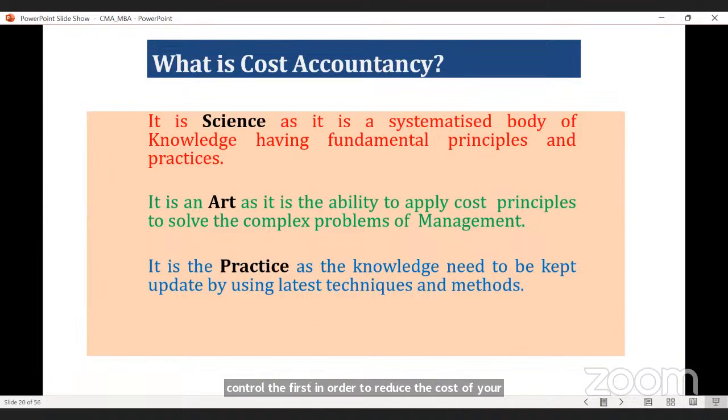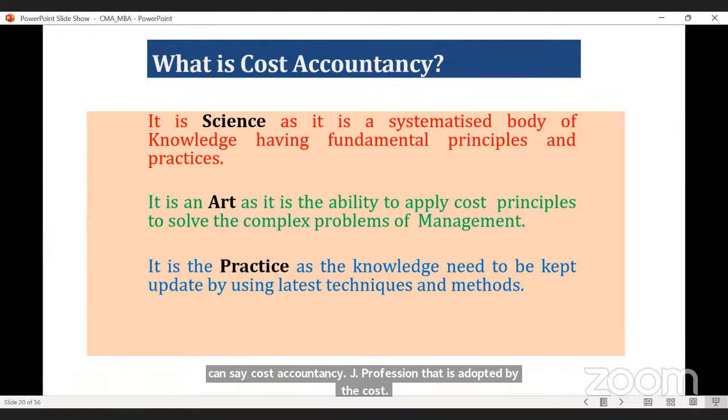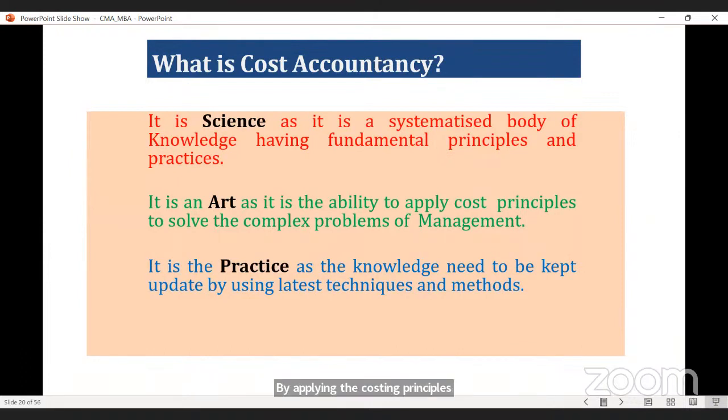Okay, so cost accountancy means what? Simply, in a nutshell, cost accountancy is a profession that is adopted by the cost accountant by applying the costing principles and practices. If we make the comparison between cost accounting, costing and cost accountancy, simply you can say cost accounting is a branch of accounting. Costing is a method or technique to find out the cost. Cost accountancy is a profession that is adopted by the professional accountants or cost accountant by applying certain fundamental principles and practices of costing.